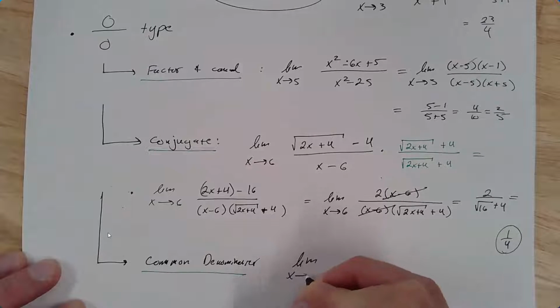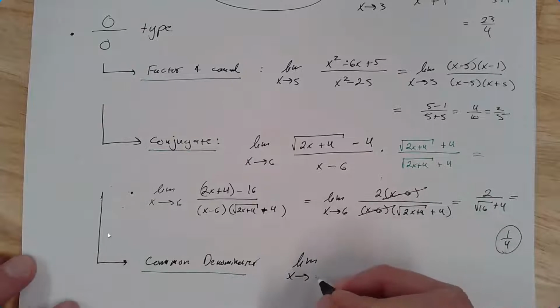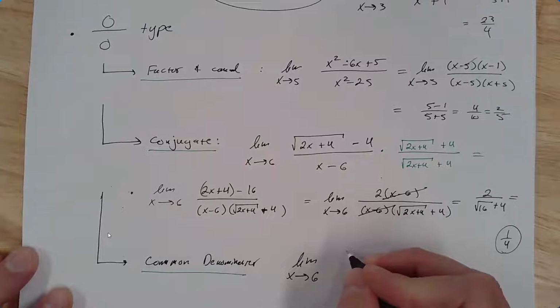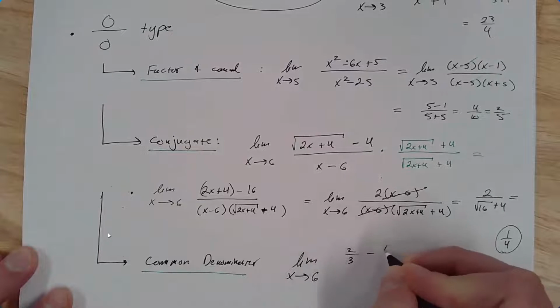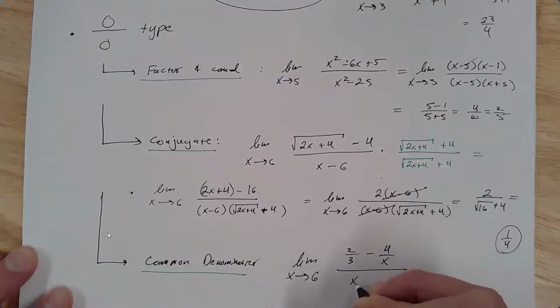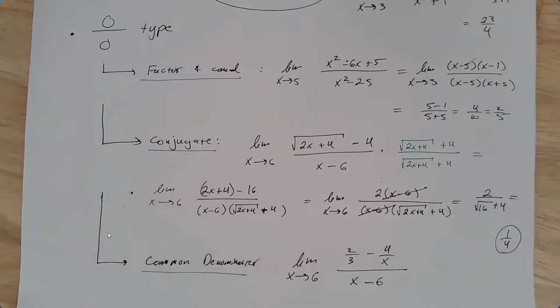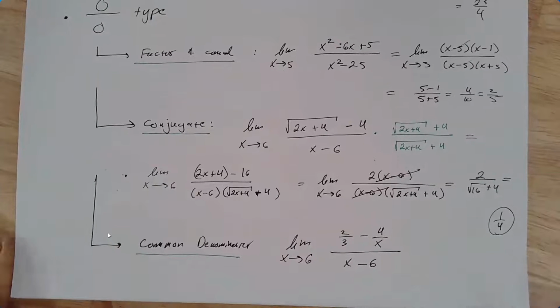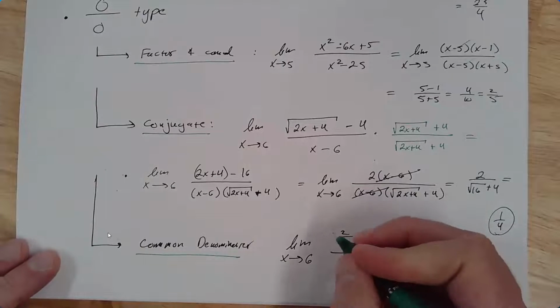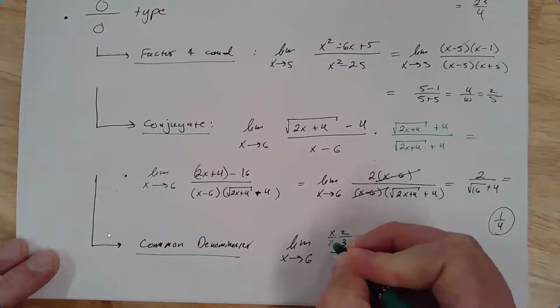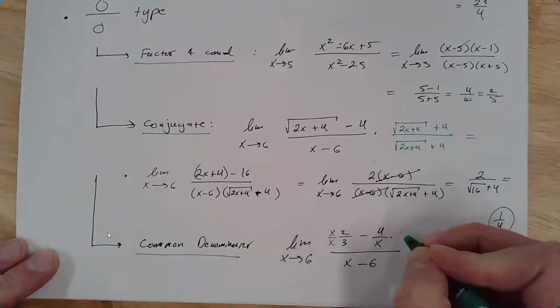like the limit as x approaches 6 of 2/3 minus 4 over x, all over x minus 6. You get a common denominator, so you multiply this 2/3 by x over x and this 4 over x by 3 over 3.